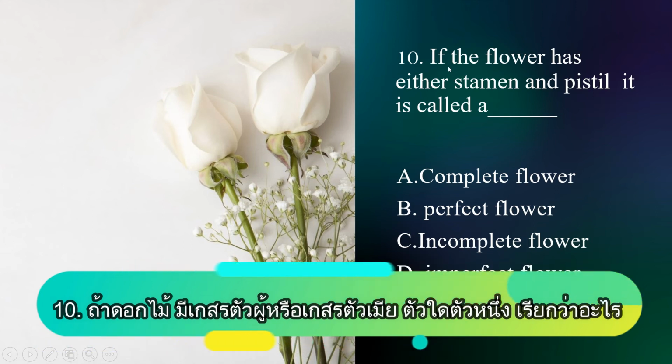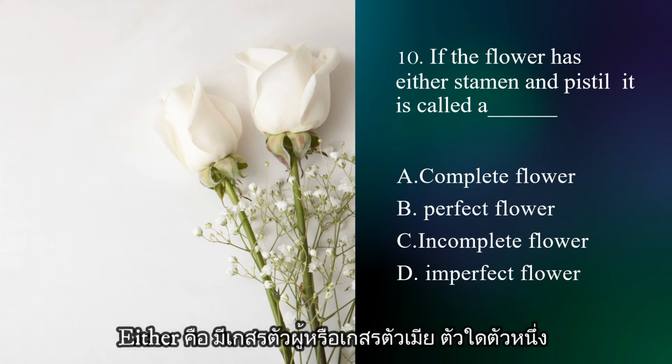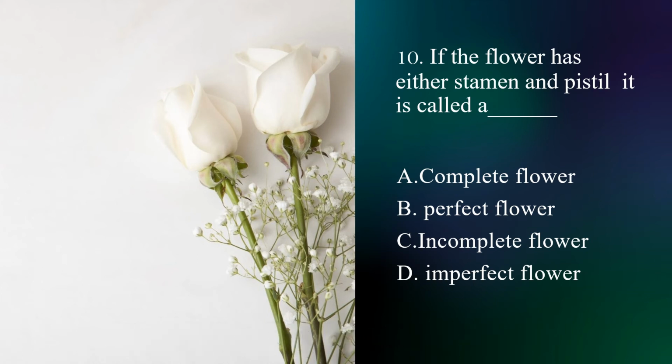Number 10. If the flower has either stamen or pistil, it is called a blank. Either, it means if the flower has only stamen, or if the flower has only pistil. Either stamen or pistil. How do you call it? A. Complete flower. B. Perfect flower. C. Incomplete flower. D. Imperfect flower.